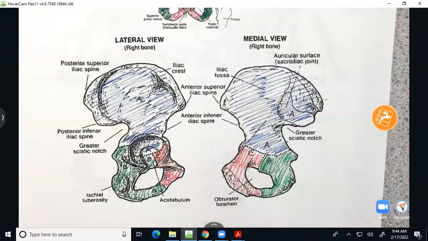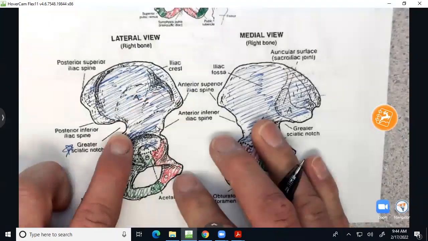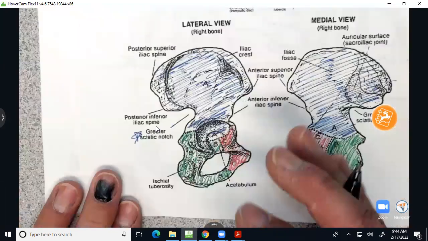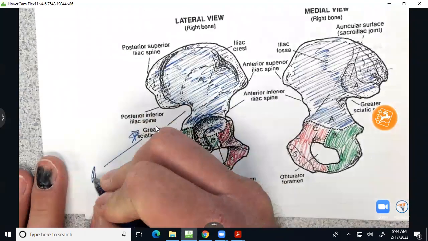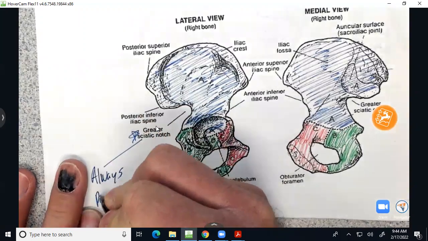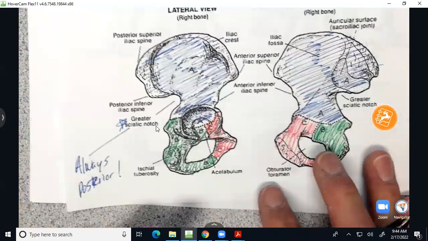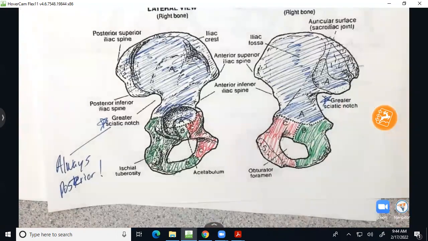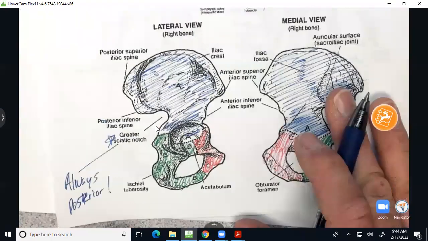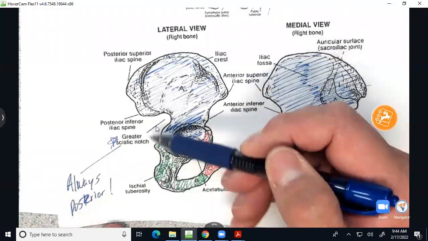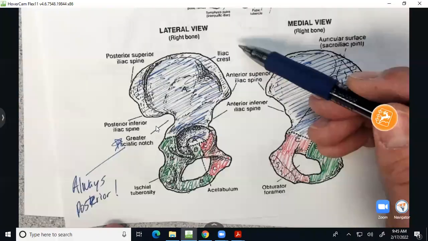Okay. One thing, aside from figuring out if you're looking lateral versus medial, is to figure out if you're dealing with the front or the back of the bone, the anterior side or the posterior side. Best piece of advice I can give you is to find this very pronounced indentation, the greater sciatic notch, and I will write this to emphasize it: it is always on the posterior side. It's always posterior.